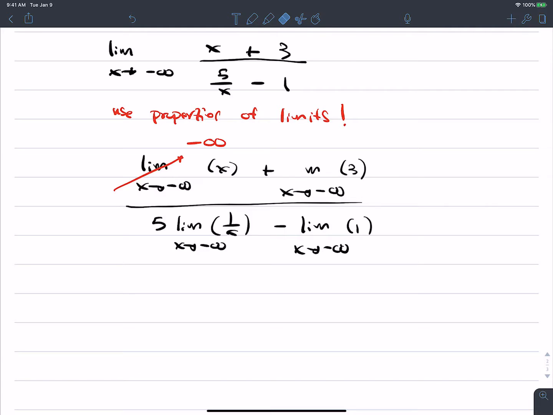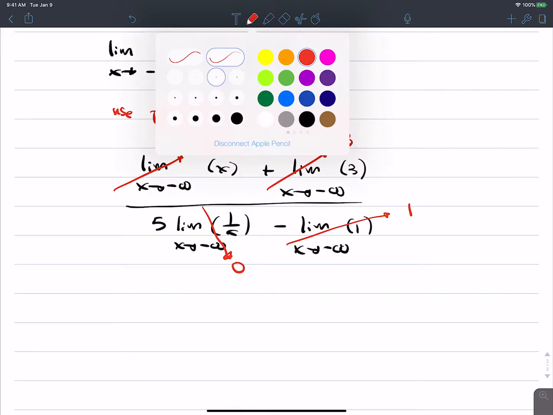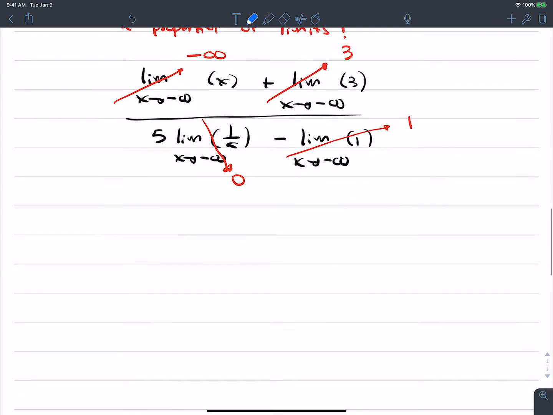What's the limit of your constant? Yeah, the limit of the constant is the what? Constant. Okay. And this is another constant, so that's going to be 1. And what's the limit of 1 over x? 0. That's 0. So altogether now, we have negative infinity plus 3 over 5 times 0 minus 1.